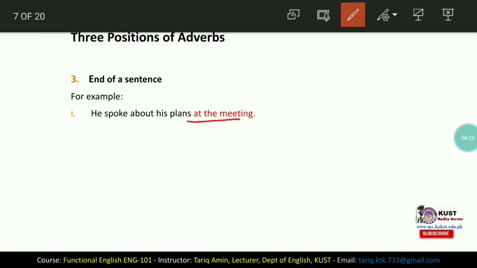In the previous video, we discussed that an adverb can be a single word, and it can be a phrase as well. And we can see that "at the meeting" is not a single word, it is a phrase. He spoke about his plans at the meeting, and we can see that we have used this adverbial at the end of the sentence.